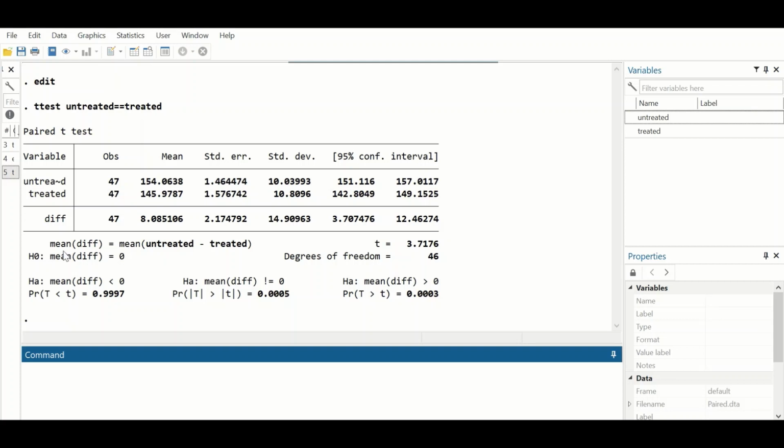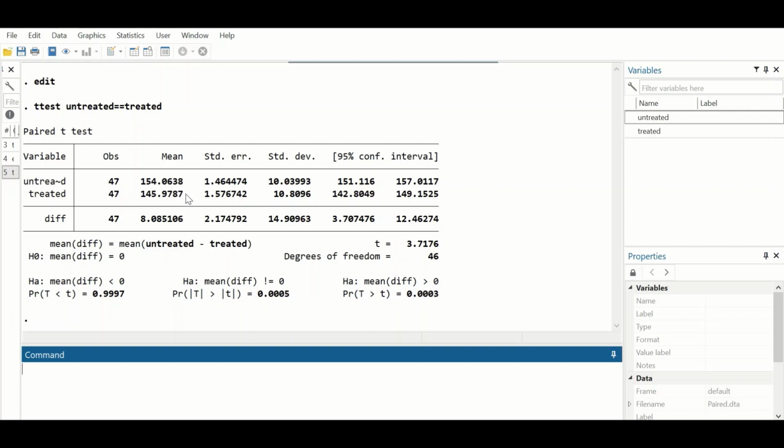The table shows that for the untreated and treated, the observation is that there are 47 participants. Those participants have been measured twice at different conditions. The mean for the untreated is 154, and for the treated is 145.9. So the treated has an average systolic blood pressure lower than the untreated.